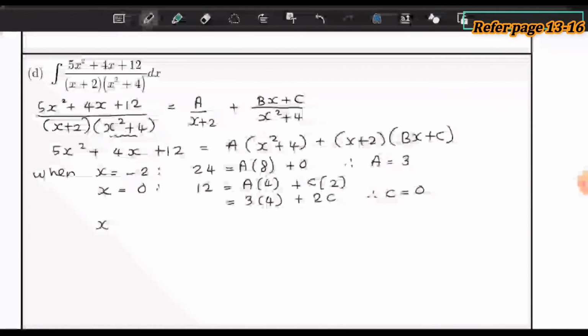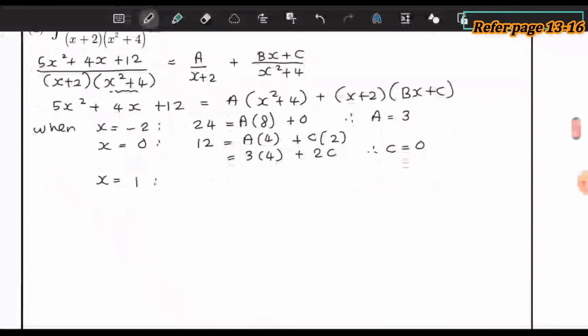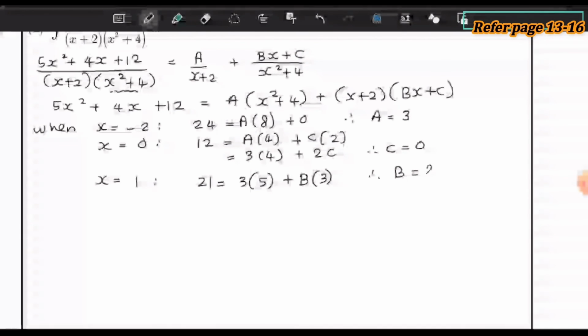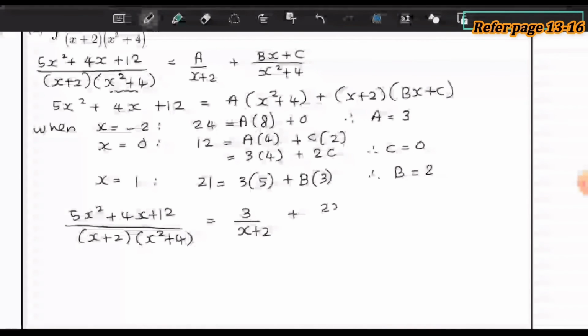And the last one, we can substitute any value of x for the third constant. So we have 21 equal to 3 times 5 plus b times 3. Therefore, b equals 2. Then the partial fraction (5x² + 4x + 12)/((x + 2)(x² + 4)) equals 3/(x + 2) plus 2x/(x² + 4), because c equals 0.